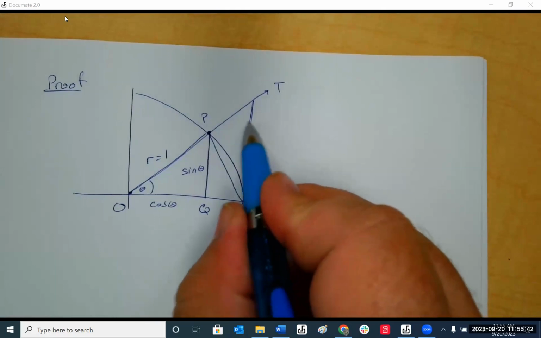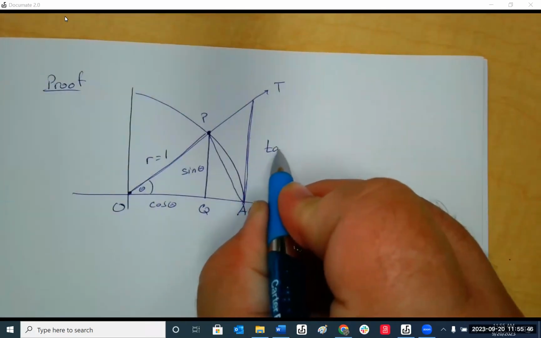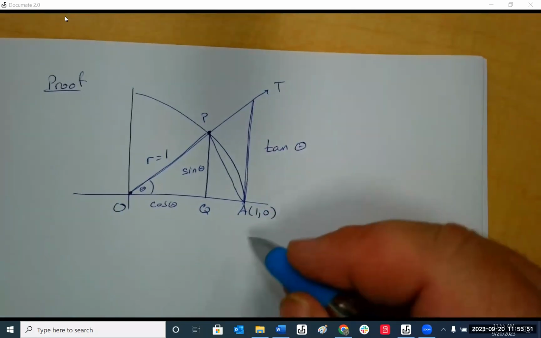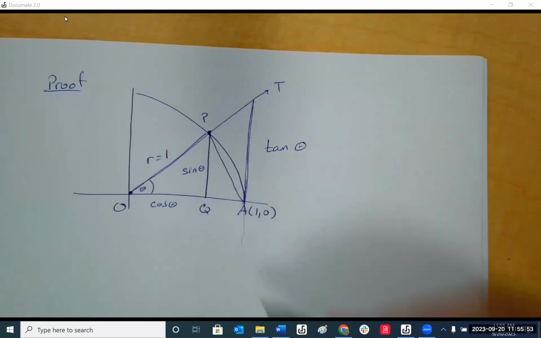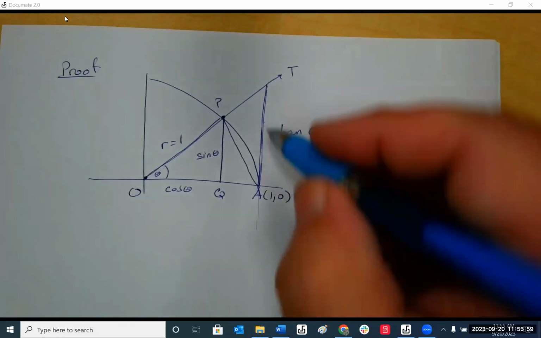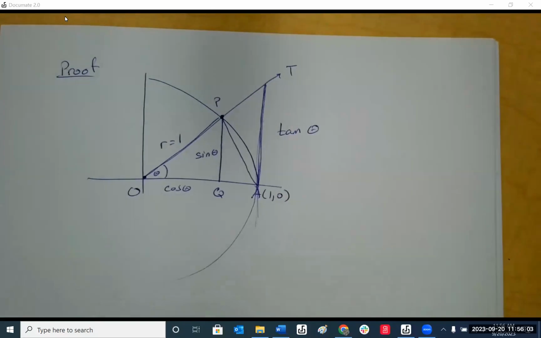So what would this long big one here represent? That represents the tangent theta. Why? Because it's tangential to the point there at 1, 0. Because it goes on from there.